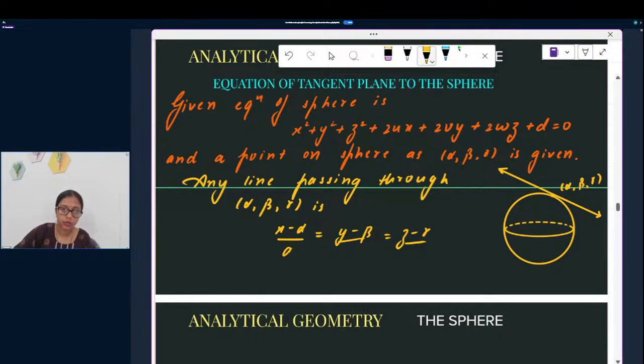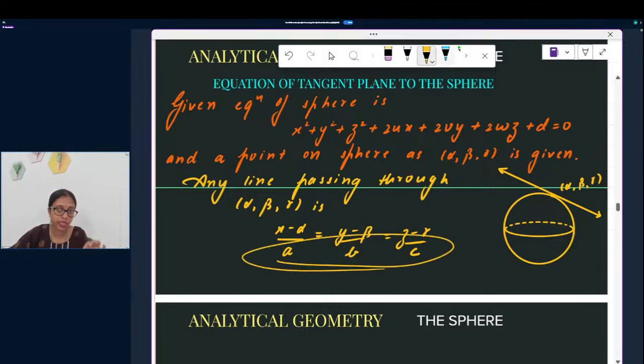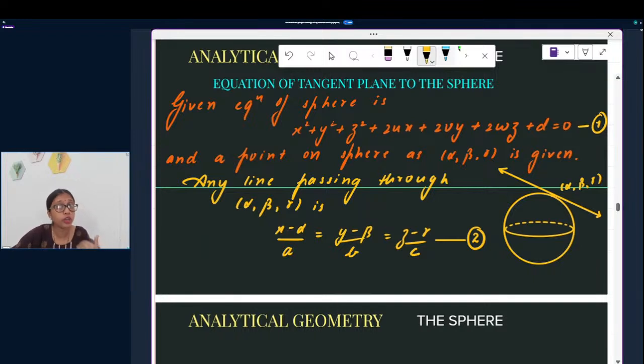Now, also observe that you cannot take any direction ratio. Beta, that will not work because I can have many lines passing through alpha, beta, gamma, and they are not tangent. Any other line that you make through alpha, beta, gamma is not the tangent. There is only one line passing through that alpha, beta, gamma which is tangent, which has a unique direction ratio. So it's not like any direction ratio will work. Now you have the equation of the sphere, and now you have the equation of the line, which we want to be the tangent.